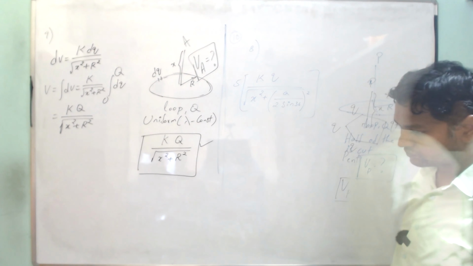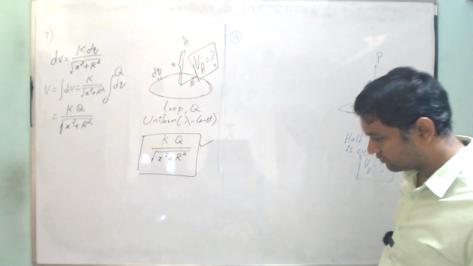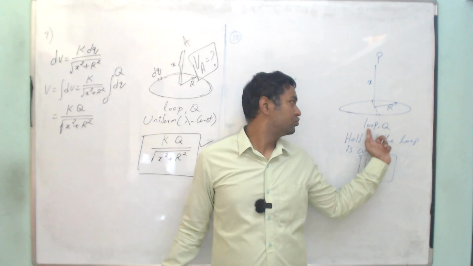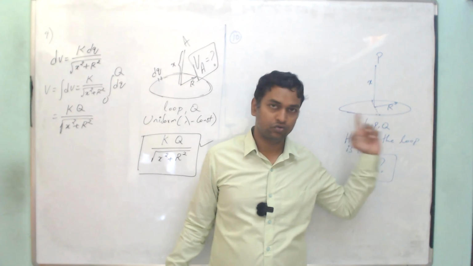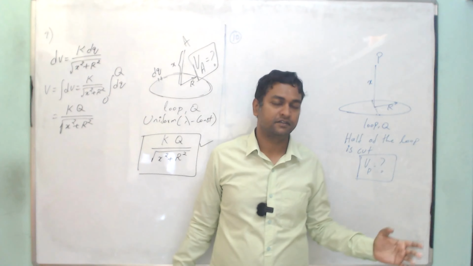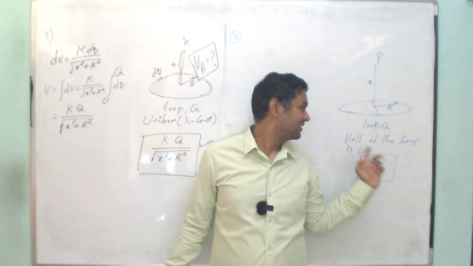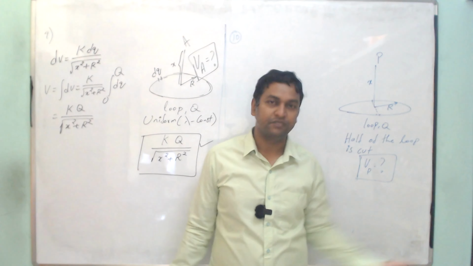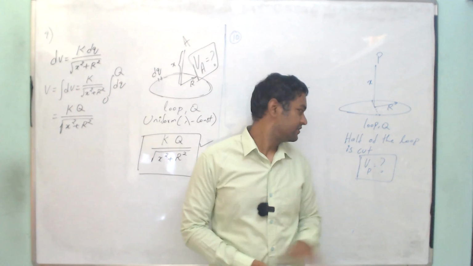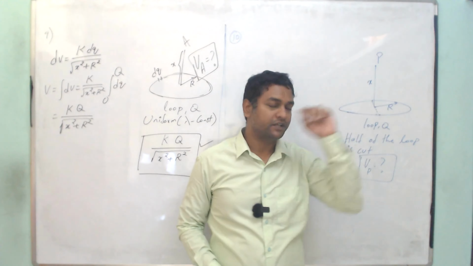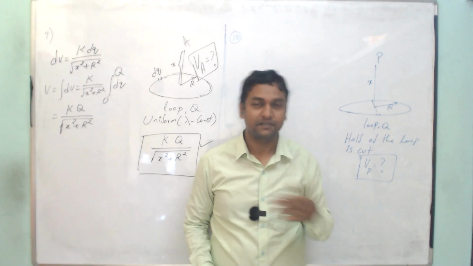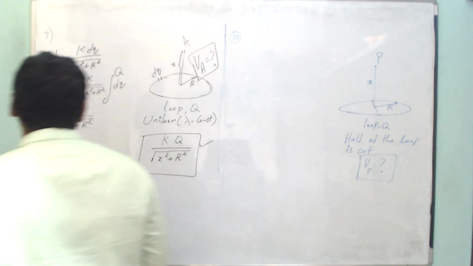Sir, what about that diluted thing? There is a loop of total charge Q. Half of the loop is cut and removed. Find the potential at point P. It should be half of that value. Good.